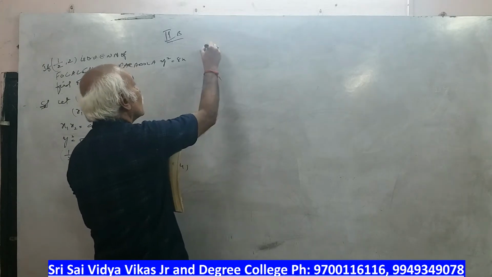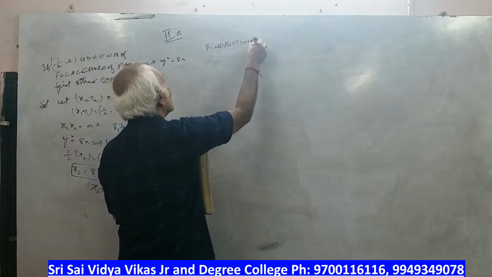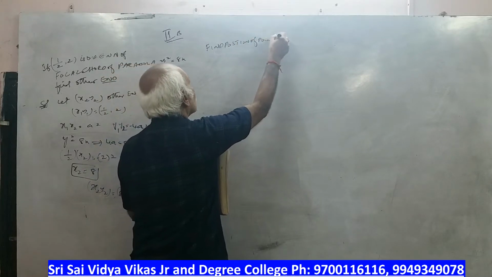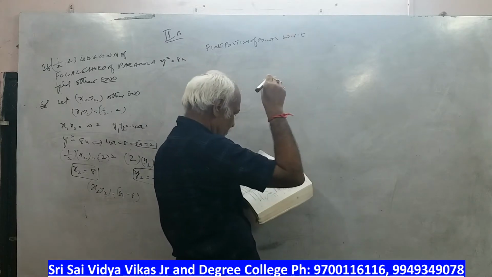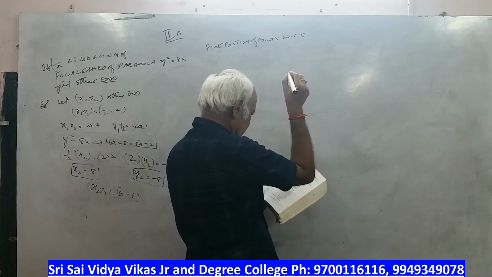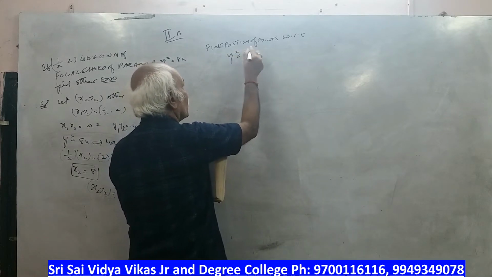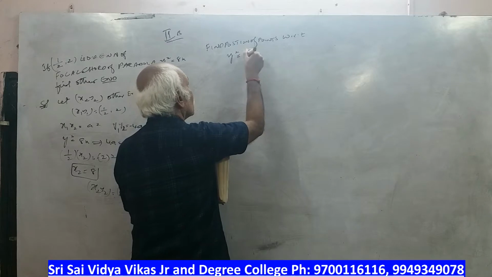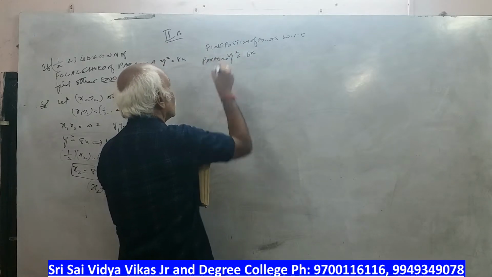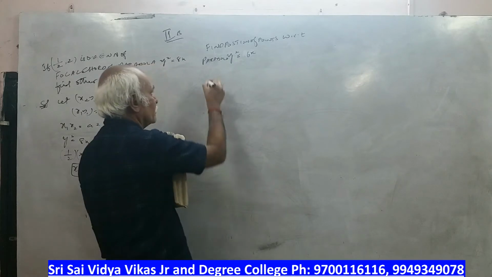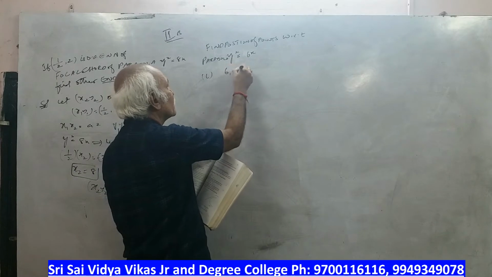Find the position of the points with respect to the parabola y squared is equal to 6x. The first point is (6, minus 6).